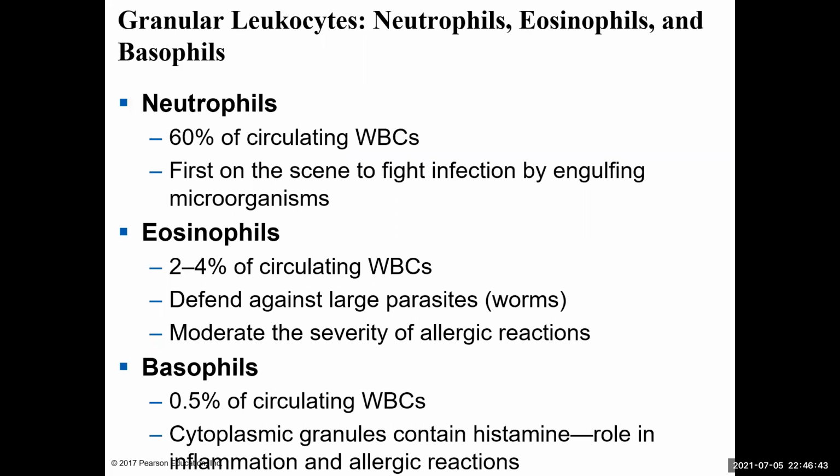And so looking at these two categories, the granular leukocytes are made up of three different types of white blood cells. So you have your neutrophils, your eosinophils, and then your basophils. The neutrophils are the ones that will engulf foreign invaders. They're one of the first ones to get to that infection site. And they actually make up a really large portion of the white blood cells in our whole blood. You have 1% of your whole blood that are white blood cells. Of that 1%, 60% of them are neutrophils.